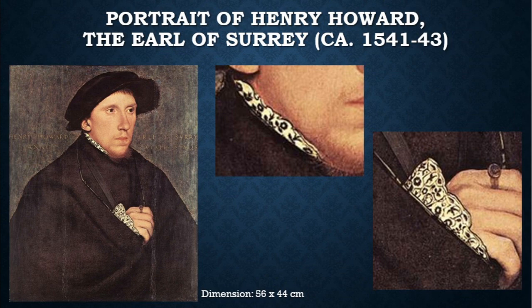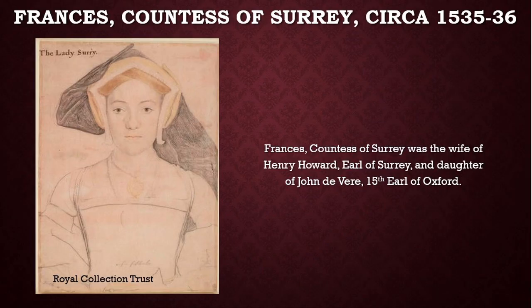He served on campaign in France and Flanders from 1543 to 1546. Then, due to accusations of treason by the Seymours, he was executed at the age of 30 on Tower Hill on January 13, 1547. Frances de Vere was born in 1517.